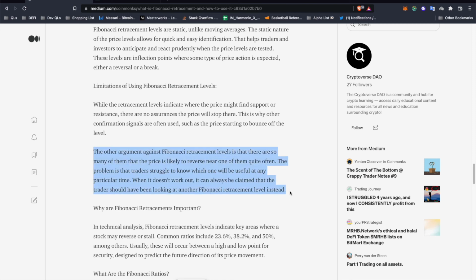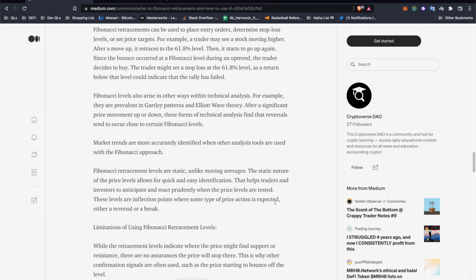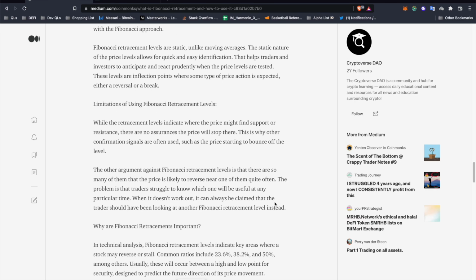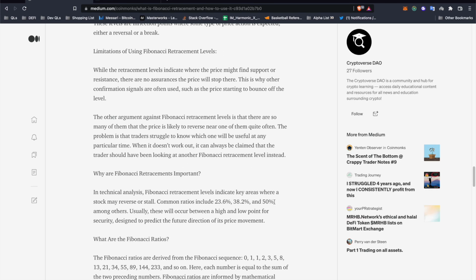The other argument against Fibonacci retracement levels is that there are often so many of them that the price is likely to reverse near one of them quite often. The problem is that traders struggle to know which one will be useful at any particular time. When it doesn't work out, it can always be claimed that the trader should have been looking for a different or another Fibonacci retracement level. But then again, like we said, it should not ever be used exclusively. You'd run into that problem if you only use a Fibonacci retracement as your only confirmation for entering a trade. Otherwise, use it in conjunction with an MA, with an RSI, and with just price action.